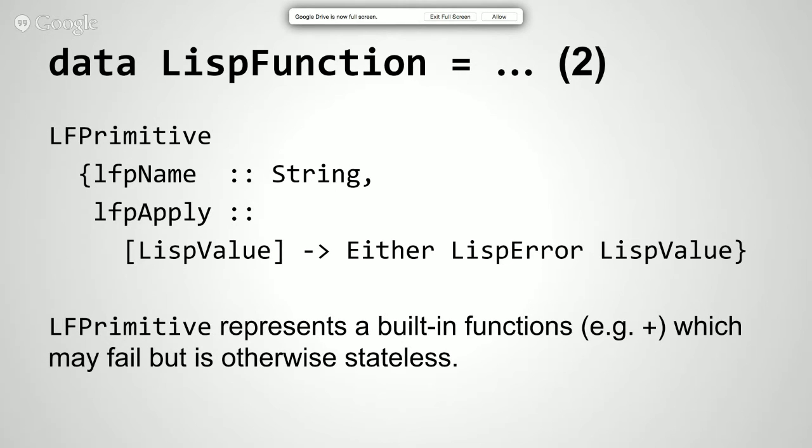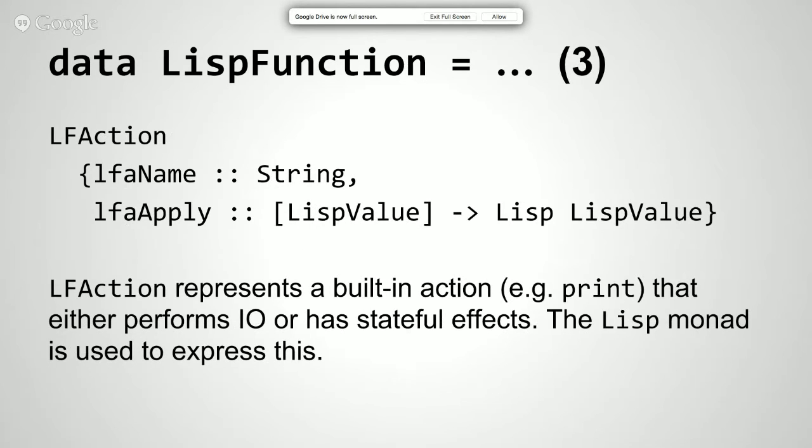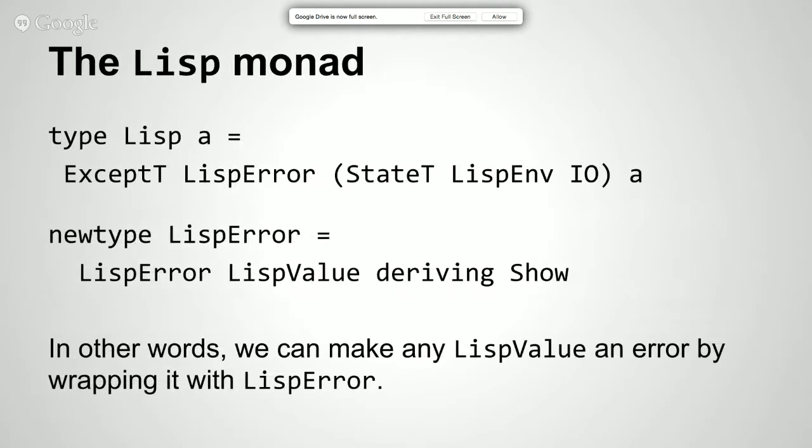So here's LF primitive. I discussed that. It's for a function that might fail, but other than that, it's stateless. LF action uses the Lisp monad to say that it can perform I/O, it can have stateful effects on the state that is internal to the Lisp context. So the Lisp monad is built using monad transformer stacks, which is why I taught it.